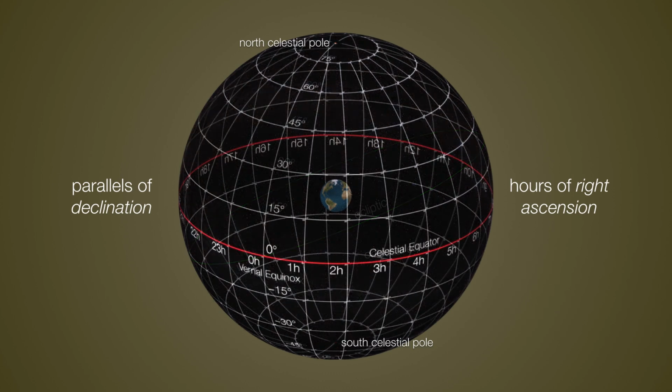So this coordinate system, since it's based on the celestial equator, we call the equatorial coordinate system. And it's a really convenient way for us to define every single point on the celestial sphere.